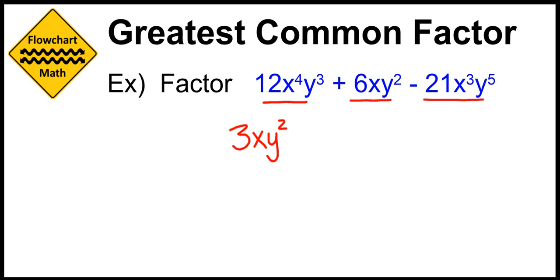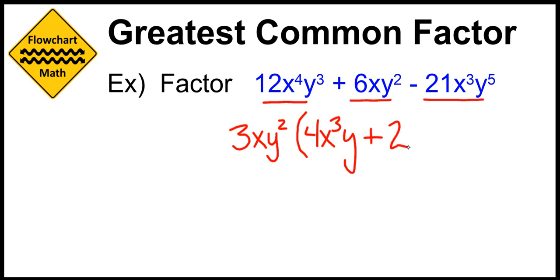We want to think about the distributive property and think about what you would have to multiply by to get back to 12x to the fourth, y to the third, plus, and then the rest of the problem. So 3 times 4 is 12. X times x to the third would get me back to x to the fourth, and y squared times y would get me back to that first term. You're going to have a plus sign.